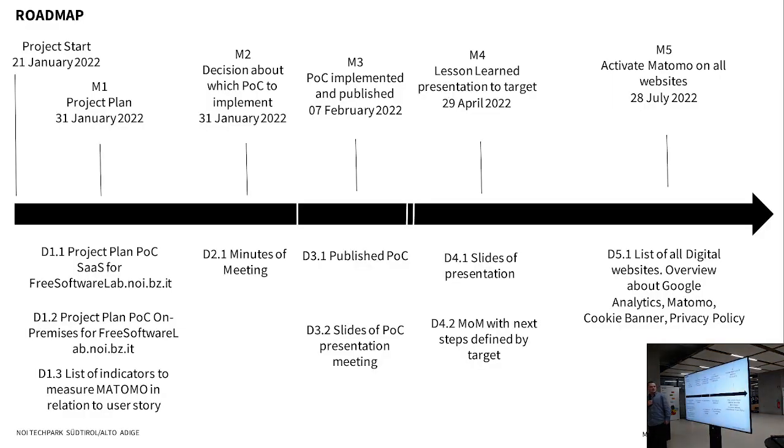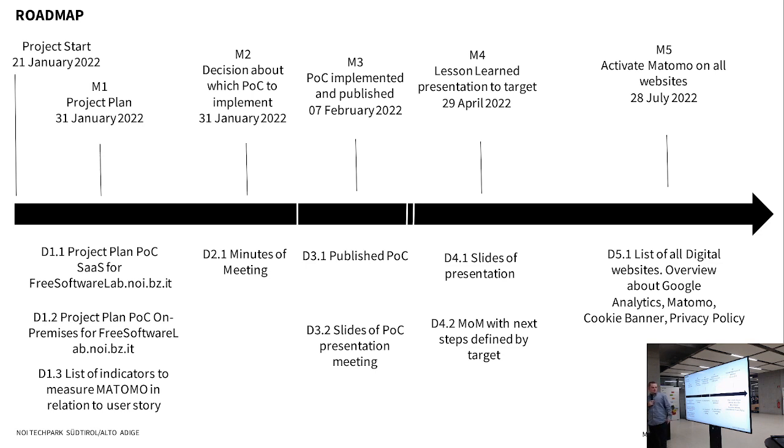So now I will show you how we migrated from Google Analytics to Matomo. This was our roadmap. We started quite early, we were lucky. On the 21st of January last year, we decided that we wanted to migrate from Google Analytics to Matomo. Then we first wanted to see the differences between the software as a service and the cloud option. So we decided to test it on two different sites, the Free Software Lab and the Open Data Hub.